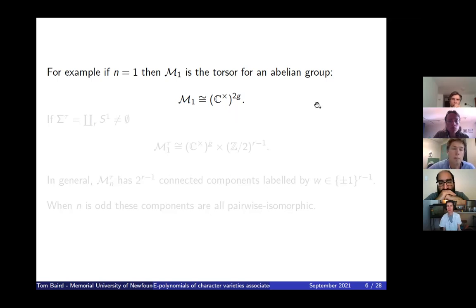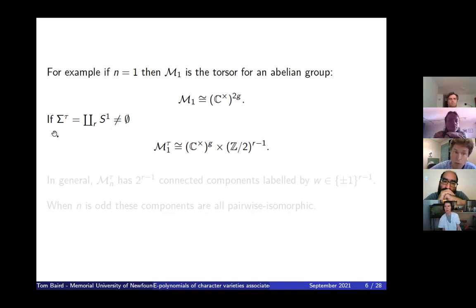Okay, so this Lagrangian submanifold that I'm interested in will be half-dimensional, and it will be isomorphic to (C star) to the power g rather than 2g. And then there'll be a number of connected components. The number of connected components depends on the number of connected components of the fixed point set of the involution on the original Riemann surface.